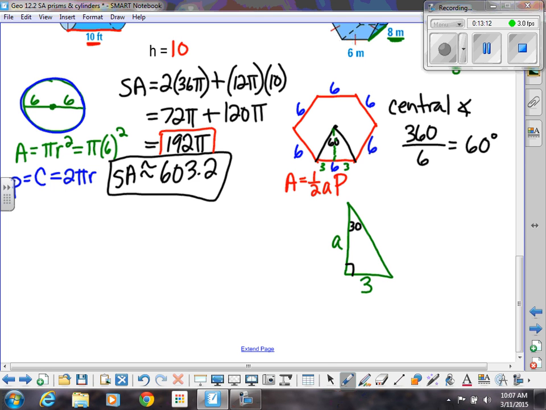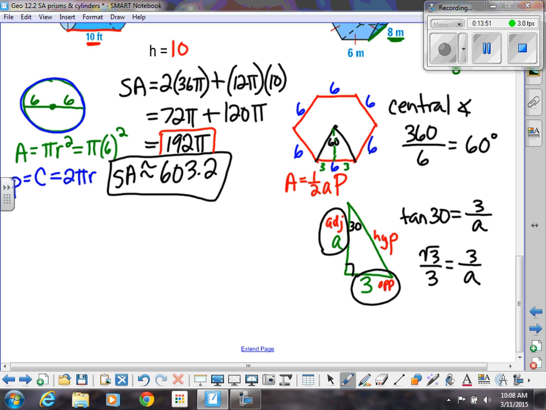So if we are trying to find the apothem, we have to use trig. So reminder, label your sides. So this is the hypotenuse. All right, this is the opposite side. This is the adjacent side. Okay, so we're going to set up our equation. We need to use the 3 and the apothem. So I'm doing opposite and adjacent, which is tangent. Tangent of 30 equals 3 over a. And when I do the tangent of 30, it gives me square root of 3 over 3.